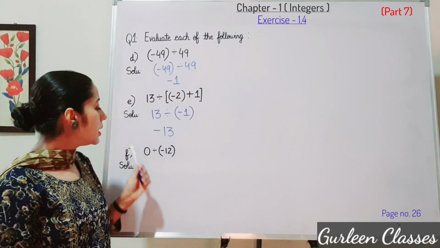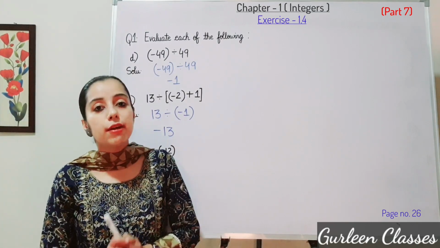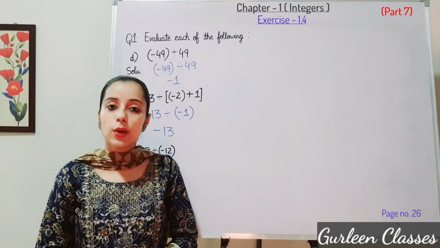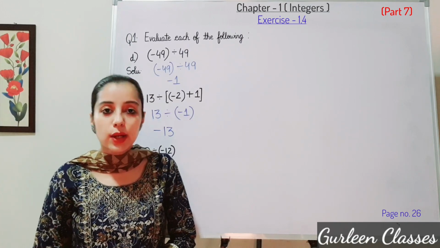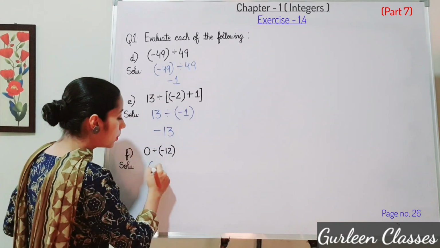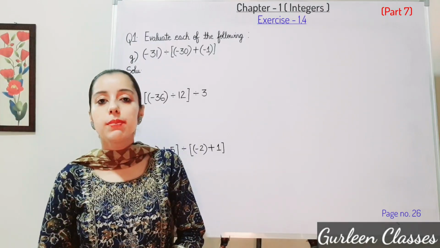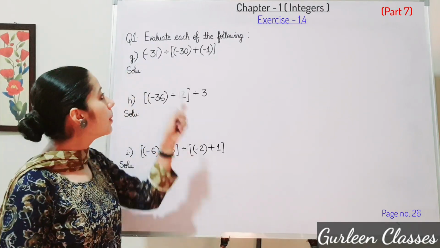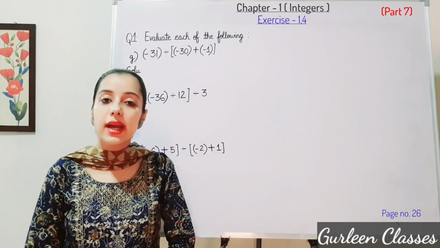Next part, 0 divided by minus 12. If we divide 0 by any number, the answer will be 0. So right here, 0. Next, minus 31 divided by bracket minus 30 plus minus 1.